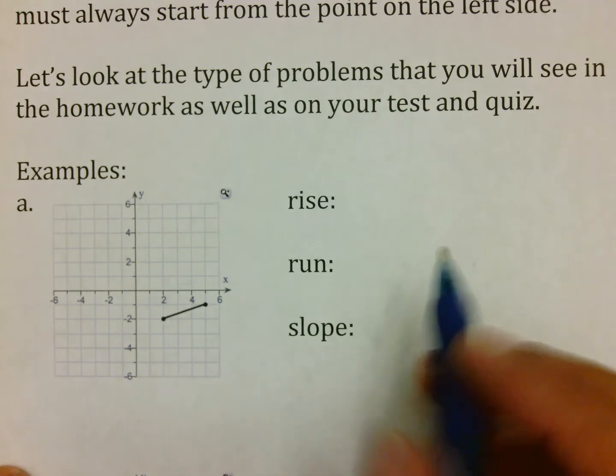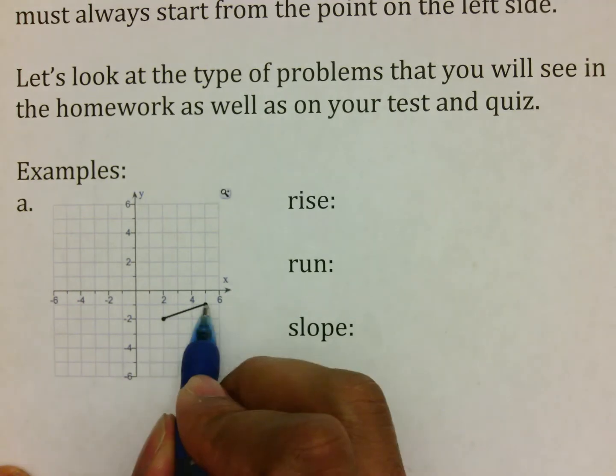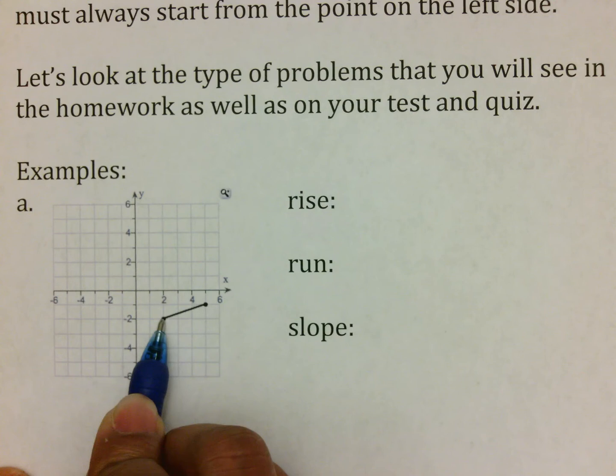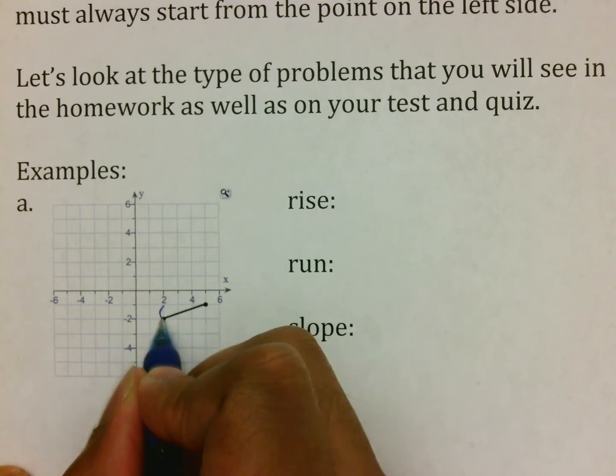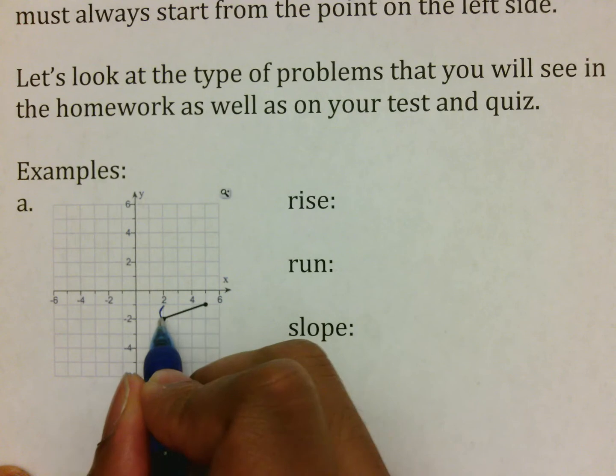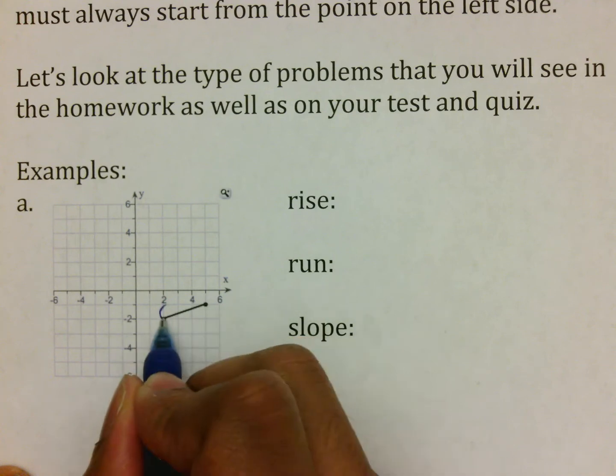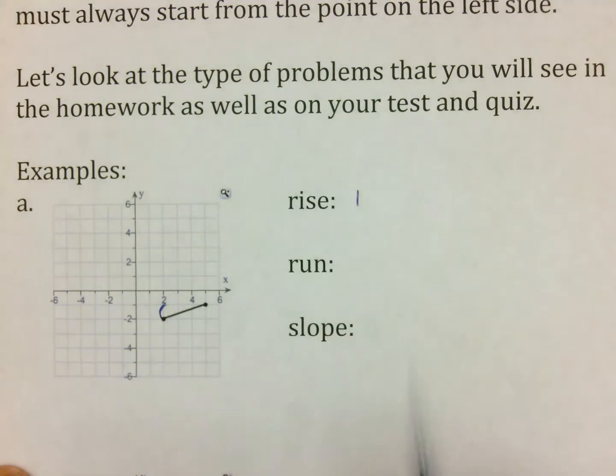Other than that, this is what the picture will look like. You want to start from the leftmost point, again always from the left, and your rise is how many steps do I have to go up to get to the other point, which is 1, because notice I'm here, the other point's here. If I go 1 step up, that would be the rise.